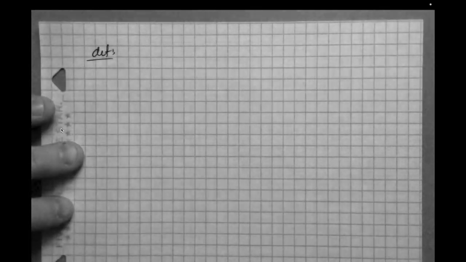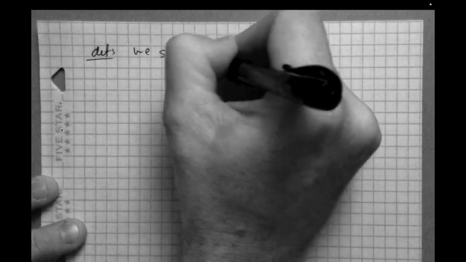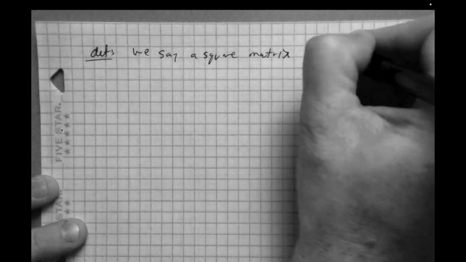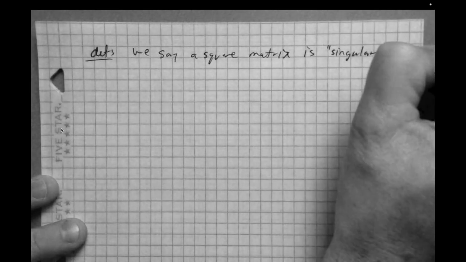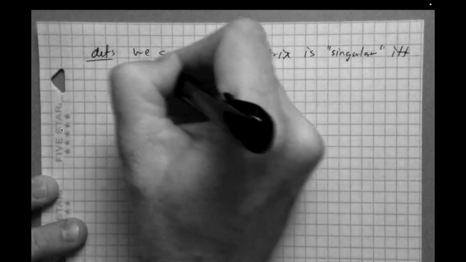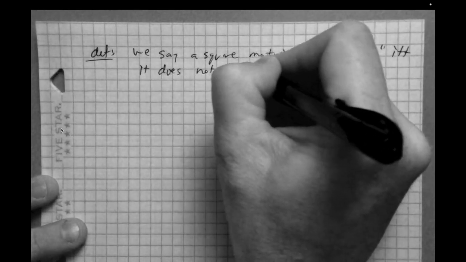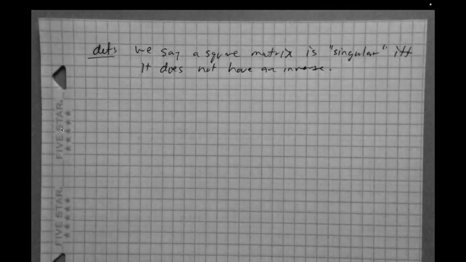Terminology. So we say a square matrix is singular if and only if it does not have an inverse. So if a matrix does not have an inverse, we call that matrix singular, a singular matrix.